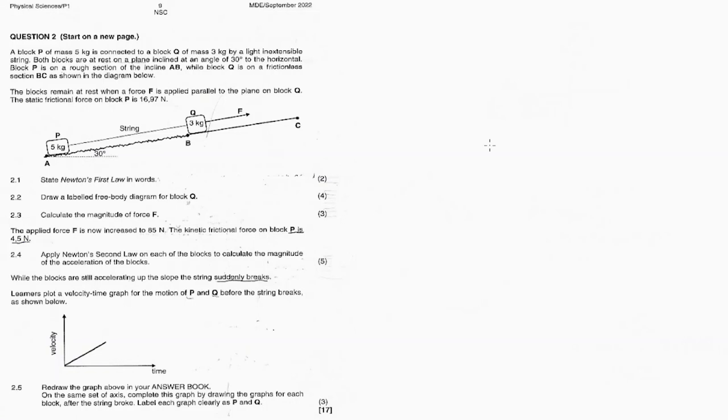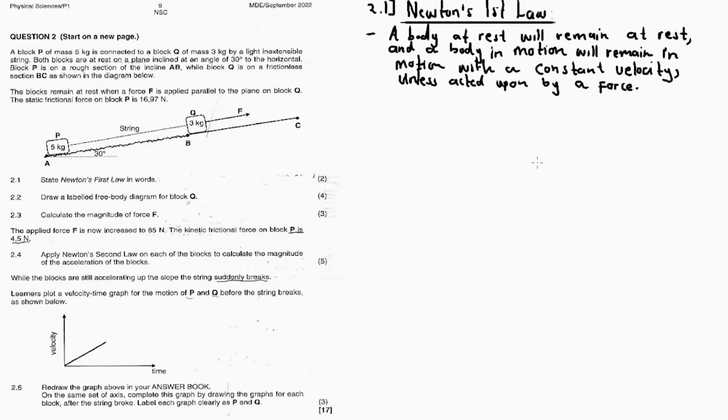Now with 2.1, state Newton's first law. A body at rest will remain at rest, and a body in motion will continue in motion with a constant velocity unless acted upon by a force. So now here we see initially the blocks were remaining at rest and then we apply a force F. So hence we must define Newton's first law.